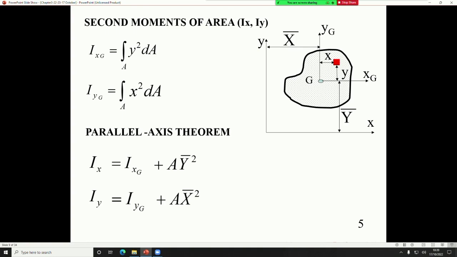That's a good question. These two are the definition of the second moment of area. But the bottom one, we can also write it with respect to the other coordinate system. But as I said, in the majority of textbooks, they give you the second moment of area with respect to the central axis. So if you want to find it with respect to any other axis, you usually use the parallel axis theorem.